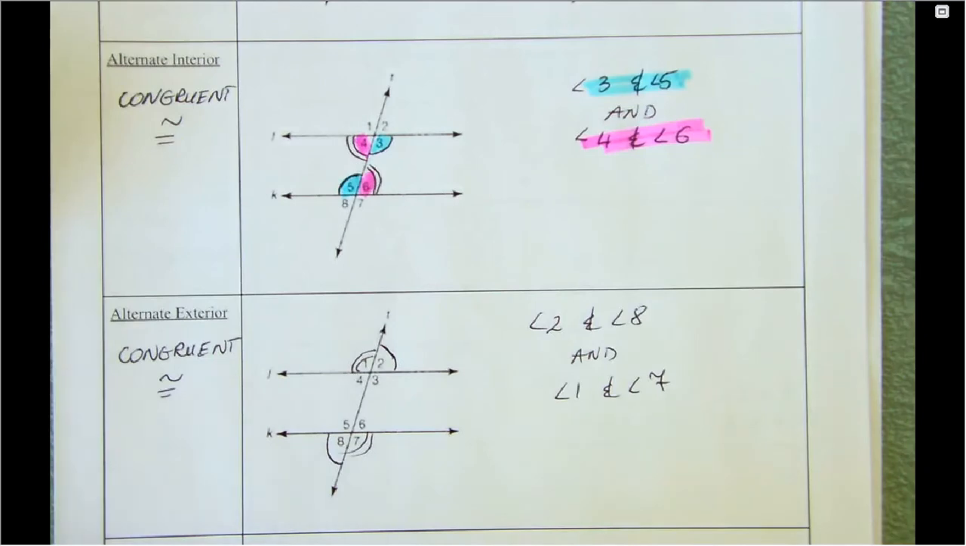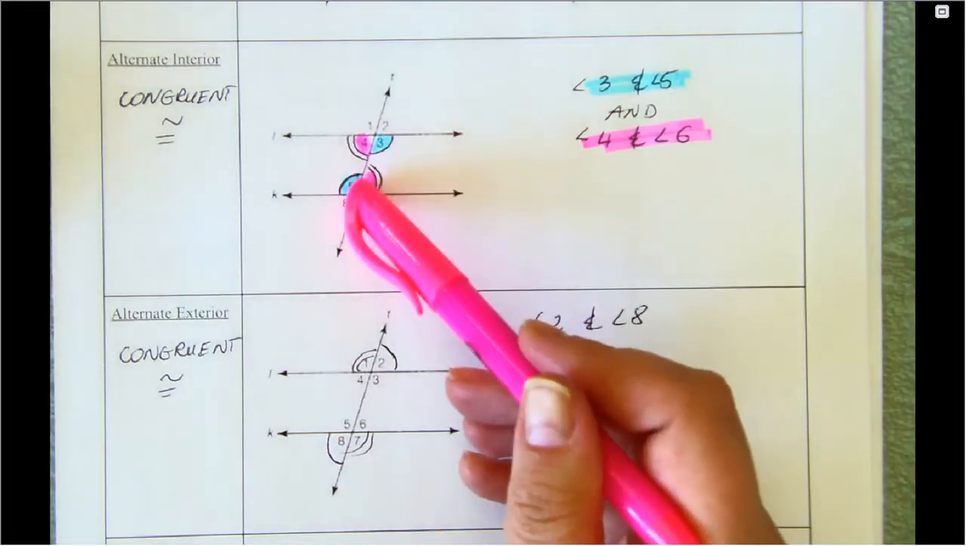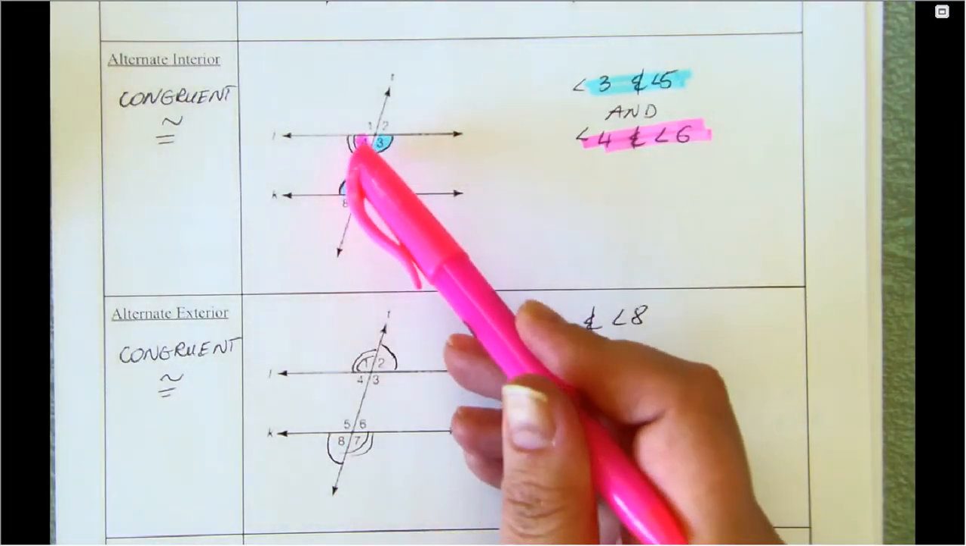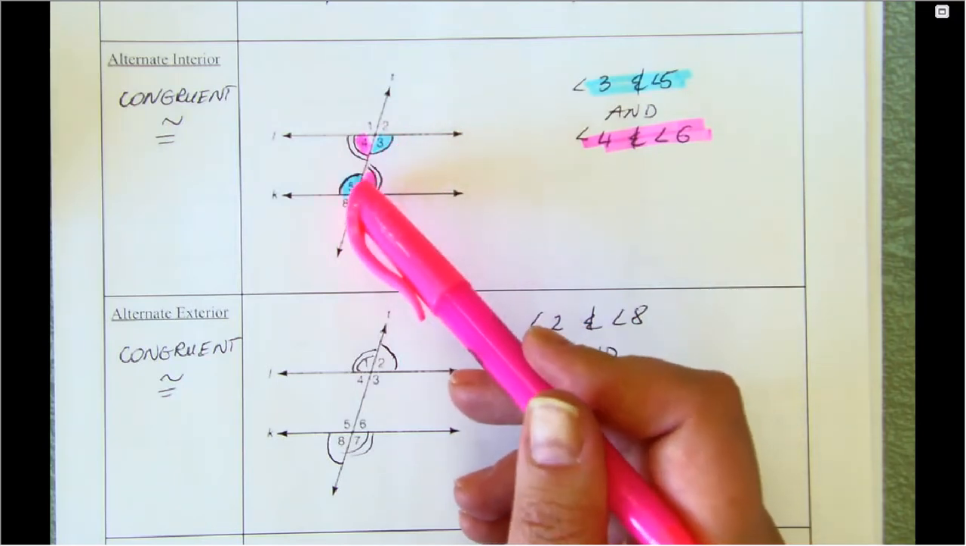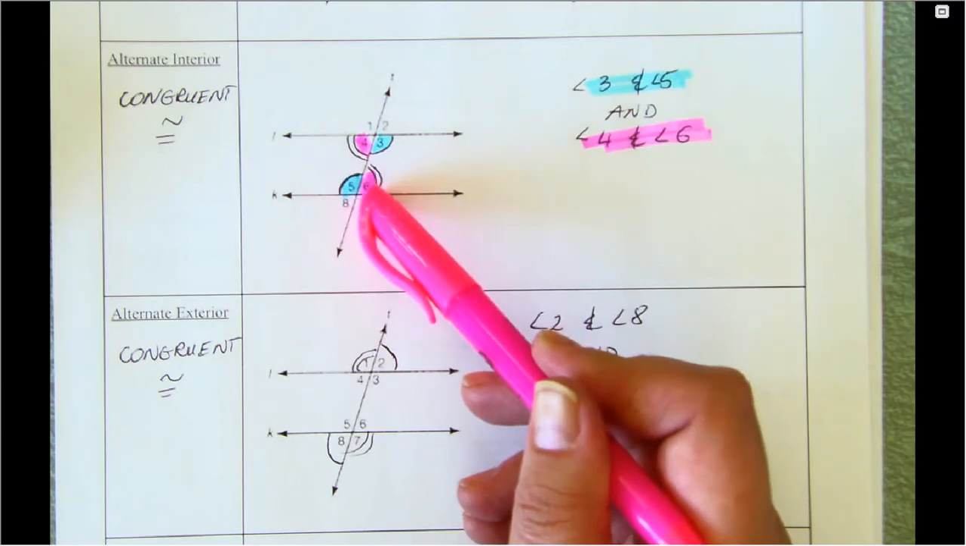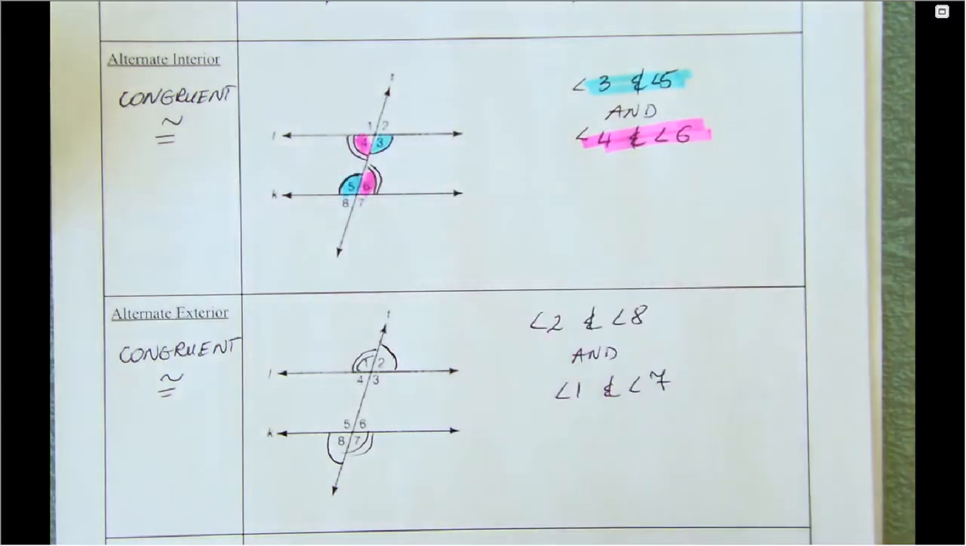Okay, what do we know about them? 3 and 5, they're congruent to each other. 4 and 6, they're congruent to each other. So if this is 120, I know this is 120. If this is 60, I know this is 60.